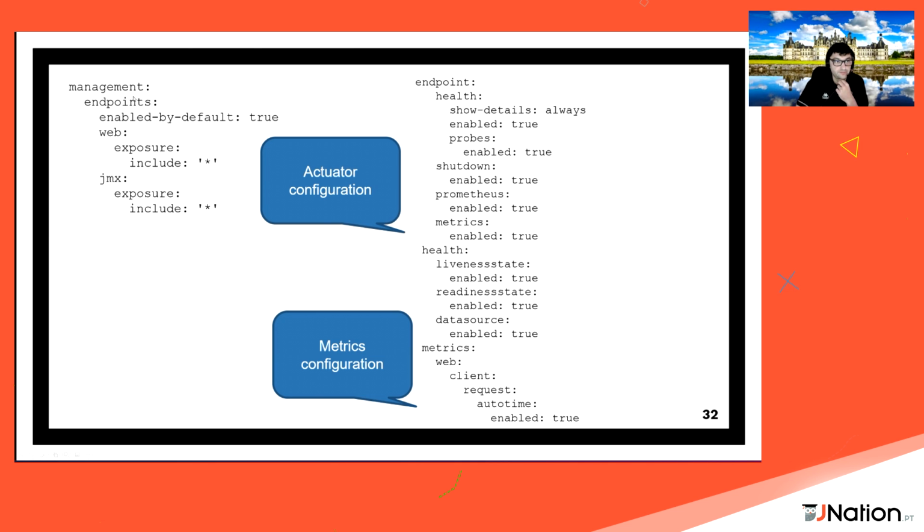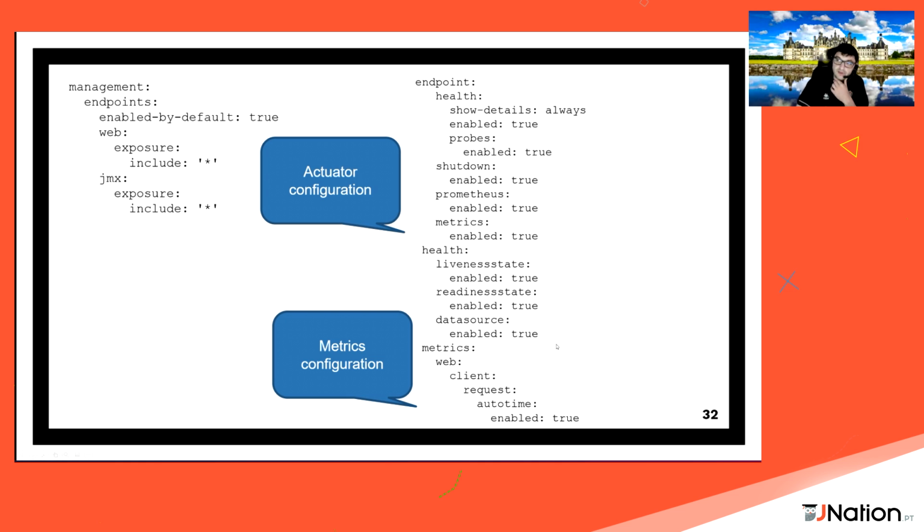So you will have to enable the management endpoints either on web or JMX. It's the easiest configuration here. Then you will have to specify for each endpoint, okay, this one, the health, I show the data, it's enabled. I enable the probes. Then I enable also to monitor the shutdown, Prometheus, the metrics. I'll activate liveness, readiness probe, and so on.